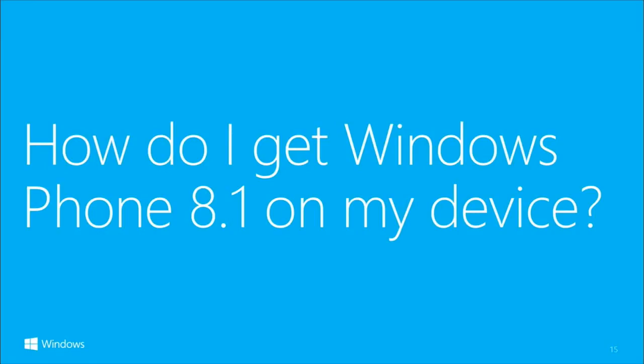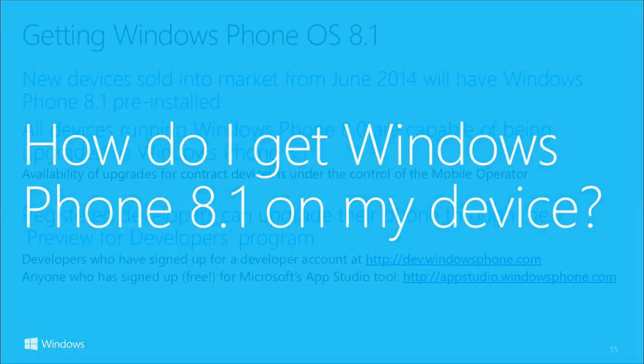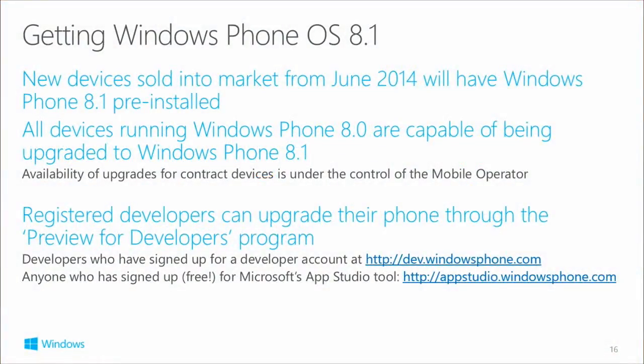All right. So, if you haven't got Windows Phone 8.1 on your device, how do you get it onto your phone? Well, first of all, of course, any new devices that are sold into market from the near future will obviously have Windows Phone 8.1 pre-installed. Now, if you've already got a phone running Windows Phone 8.0, there's no technical reason why that phone cannot run Windows Phone OS 8.1.